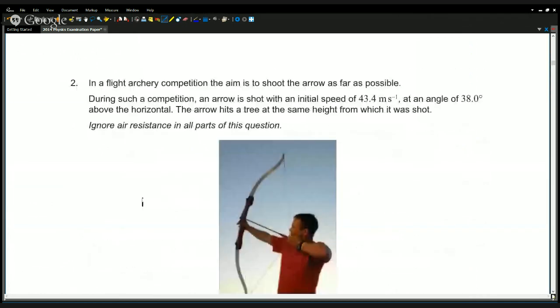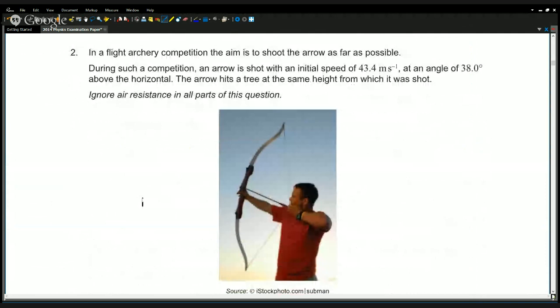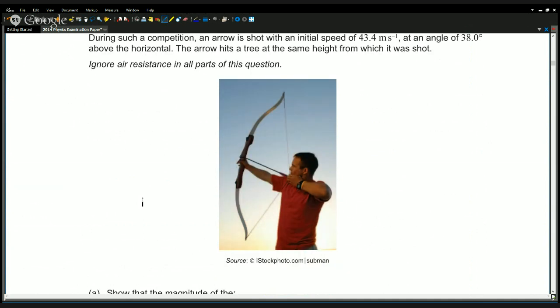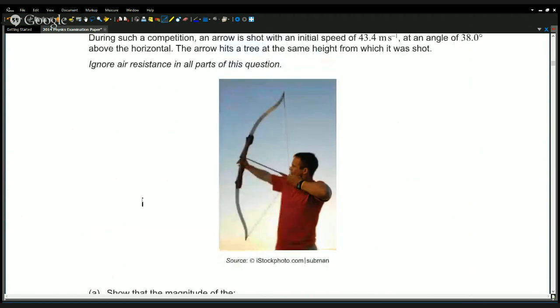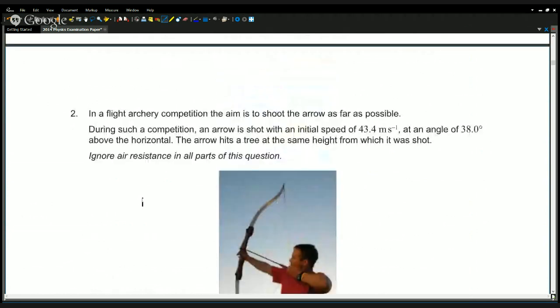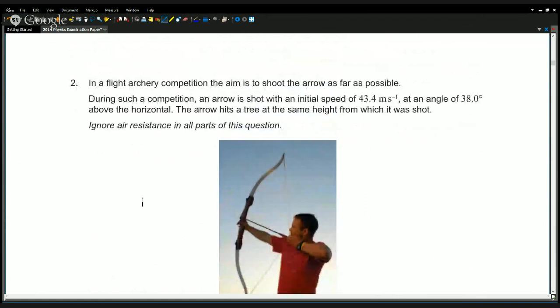All right, question 2. In a flight archery competition, the aim is to shoot the arrows as far as possible. During such a competition, an arrow is shot with an initial speed of 43.4 meters per second at an angle of 38.0 degrees above the horizontal. When the arrow hits a tree at the same height at which it was shot, so it's shot above the ground, but it hits at the same point above the ground, that makes it easy. Basically, what we have here is uni-leveled projection, so I might make a point of that.